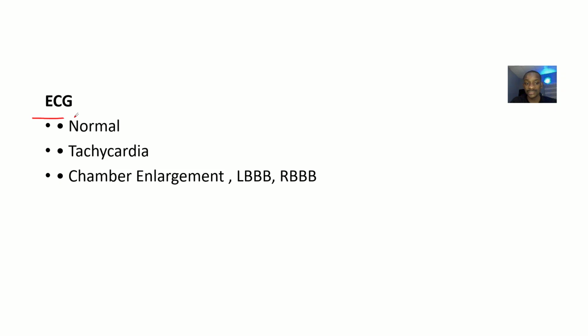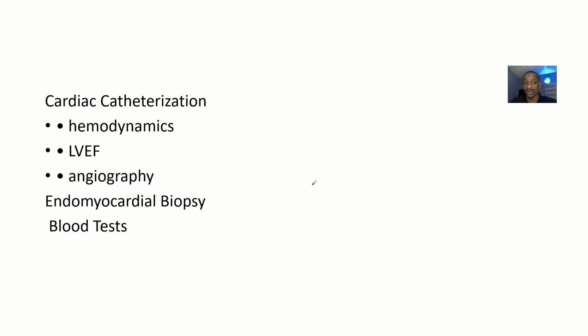Then for ECG, you can use it to check for things like if there's tachycardia. You can also use it to confirm if the heartbeat is normal. Use it to confirm things like chamber enlargement. Use it to confirm things like right bundle branch block. Then also the LBBB, which is left bundle branch block. Then the RBBB is the right bundle branch block. We've spoken about all those bundle branch blocks, okay? We've spoken about all of them.